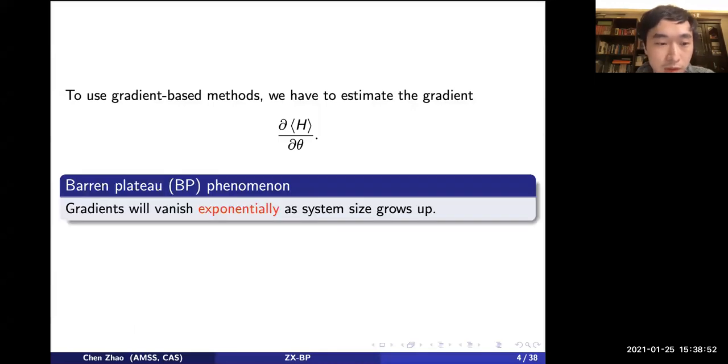The barren plateau phenomenon tells us that the gradient will vanish exponentially as the system size grows up. That means if the system size is large, the gradient is hard to estimate, and then the parameterized quantum circuit will be very hard to train.